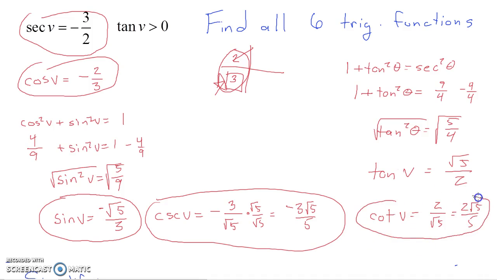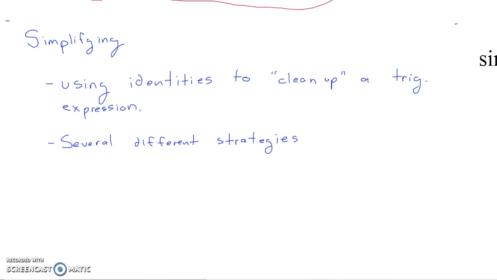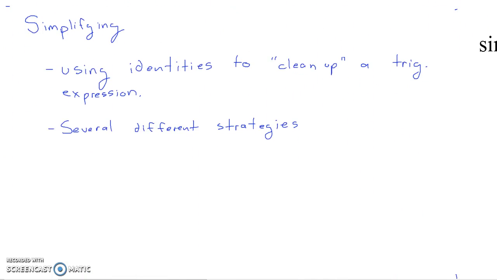So that's a pretty quick, easy example. And I know I kind of ran through that pretty quickly, but for the most part, it's really simple to use those identities to find all 6 trig functions. So make sure you can do that. Pretty easy there. All right, the next thing we can do with these trig identities is to simplify expressions, okay?